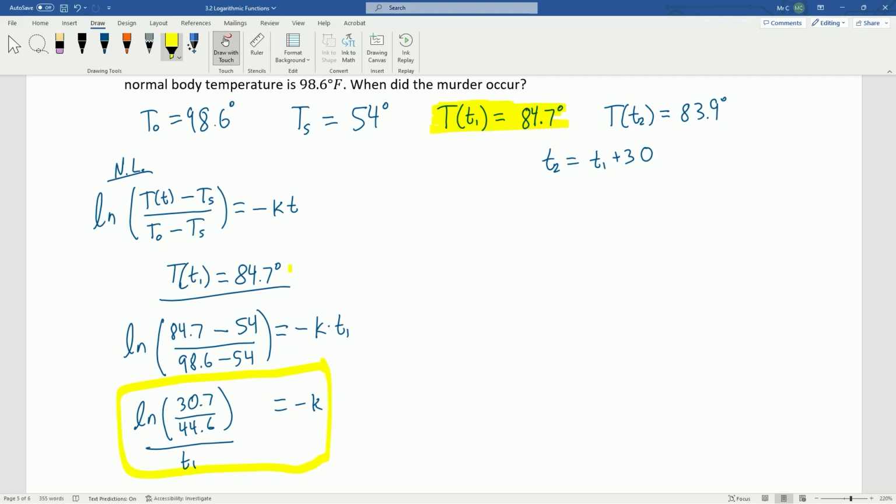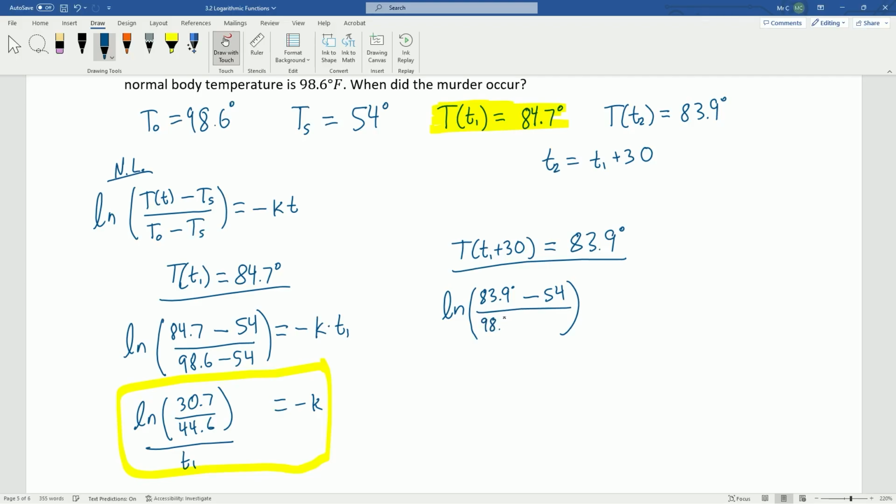So now we're going to look at applying Newton's law here to my other time, T2. But T2, again, that's actually T1 plus 30. And the temperature at T1 plus 30 is equal to 83.9 degrees. Okay, so now we just apply all the same stuff here. So what do we get? We get the natural log of the temperature at this time, that's 83.9 degrees, minus the temperature of the surrounding area, that's 54, over the initial temperature of the body, 98.6, minus 54, equals negative K times, now here we're taking the temperature at T1 plus 30, so we sub in T1 plus 30.